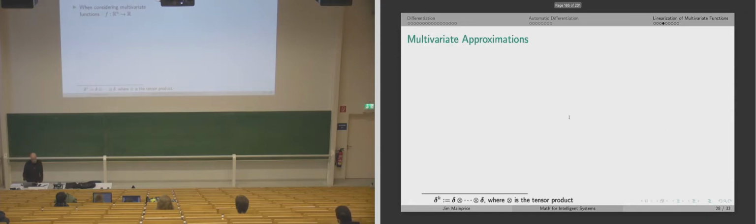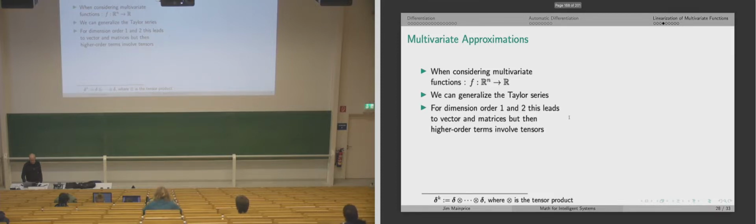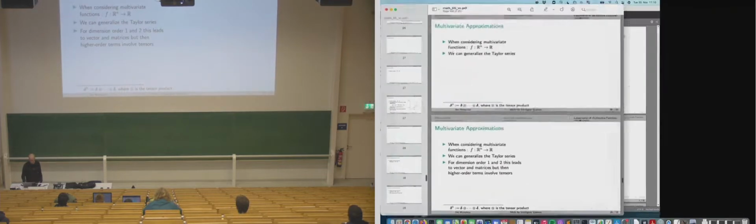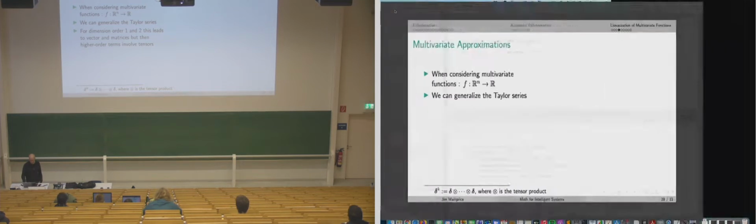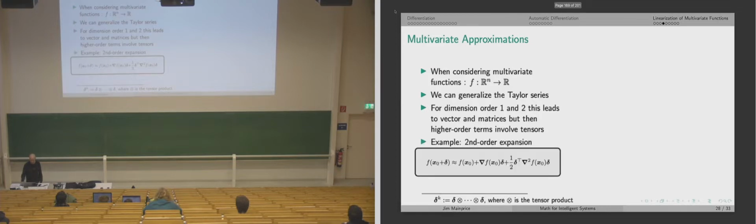Now, we can generalize the Taylor series for higher orders. First, the second order Taylor expansion has this form, so also very important to remember.